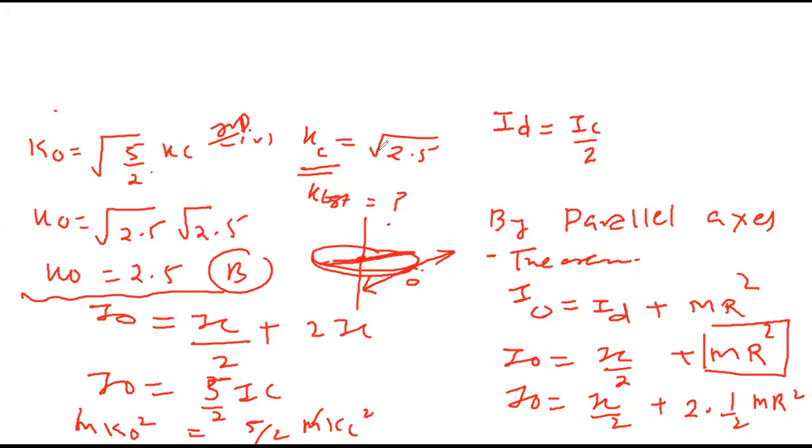Fifth. Consider the following cases. P: a planet revolving in an elliptical orbit. Q: a planet revolving in a circular orbit. The principle of conservation of angular momentum comes in force in which of these? Only P, only Q, both P and Q, neither P nor Q.